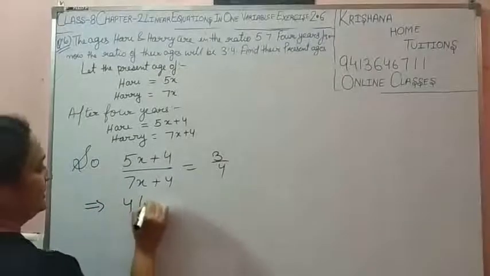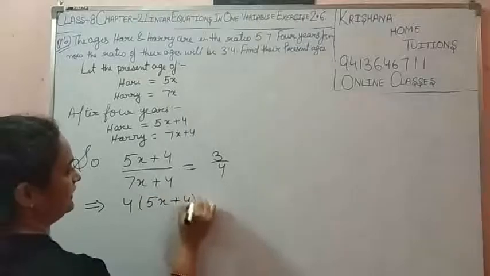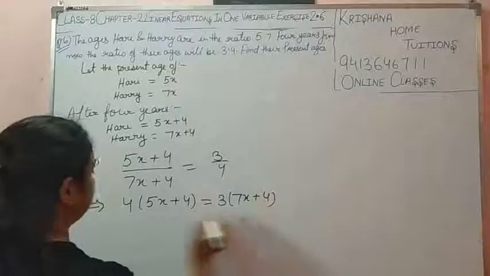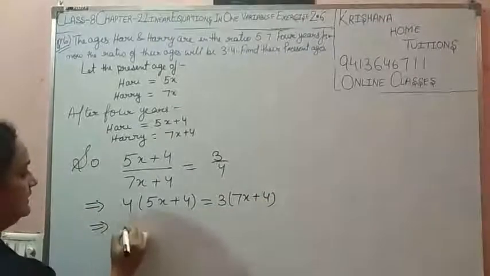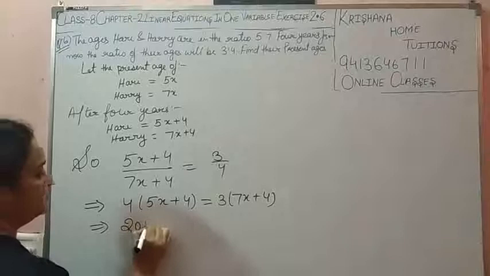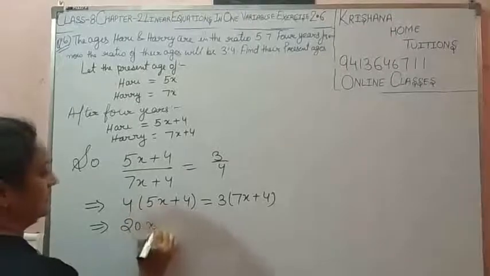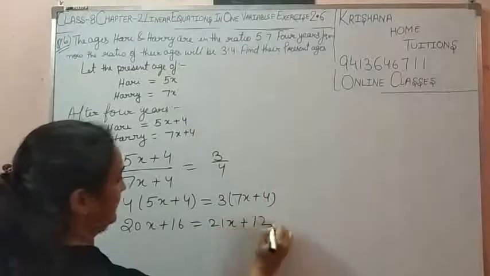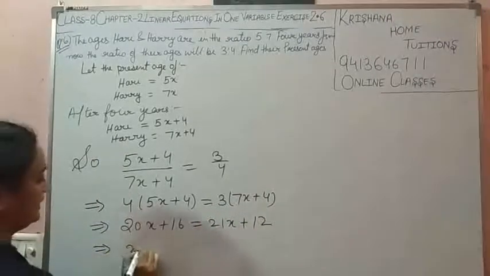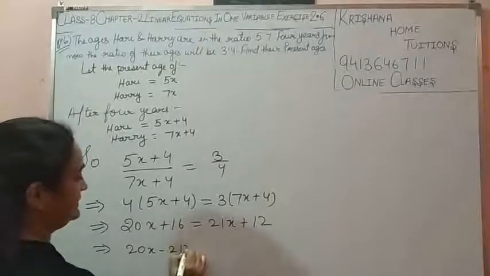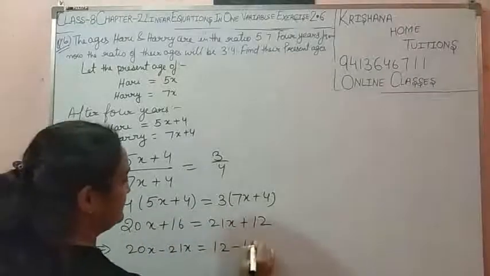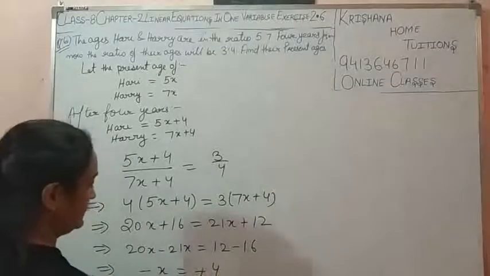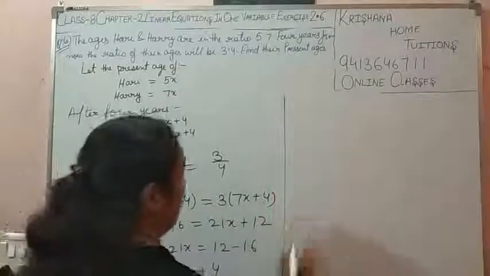Now 4 will multiply with 5x plus 4 and 3 will multiply with 7x plus 4. So I am multiplying the terms inside the bracket. 4 fives are 20x plus 16 is equal to 21x plus 12. Now I am transferring the terms. 20x minus 21x is equal to 12 minus 16. So minus x is equal to minus 4. So x is equal to 4.